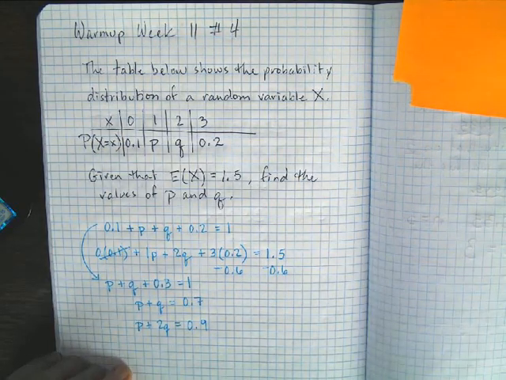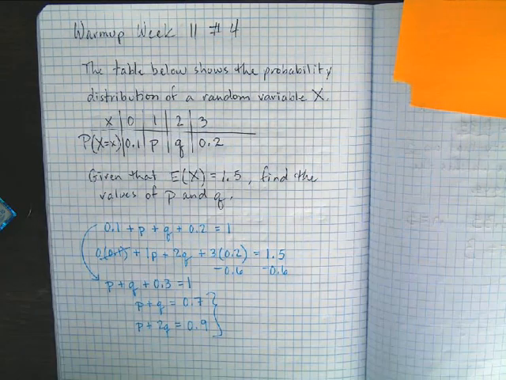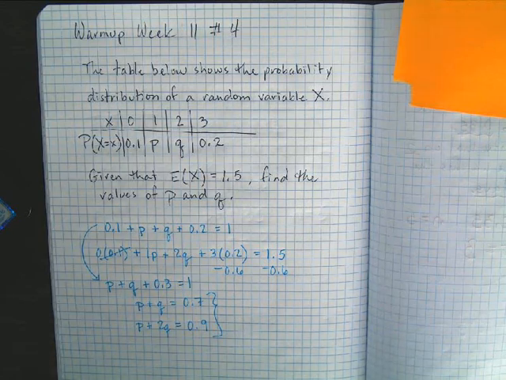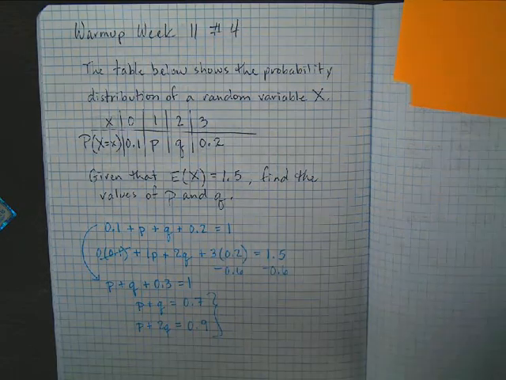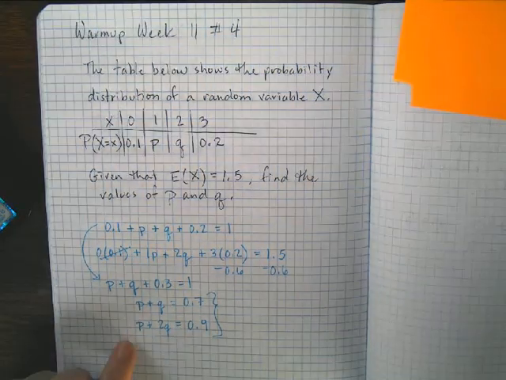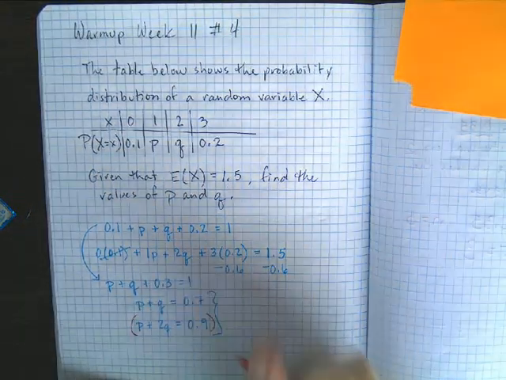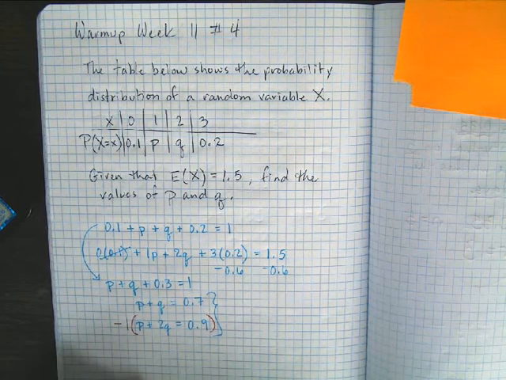So notice what I have here. I have a system of equations with 2 variables. I'm going to use the elimination method. Some people who did this used substitution. You could use substitution as well. I'm going to use elimination because it looks like it's ready to go for that. My p's are lined up, so I'm going to subtract them. In order to subtract them, I'm just going to multiply everything in the second equation by -1.